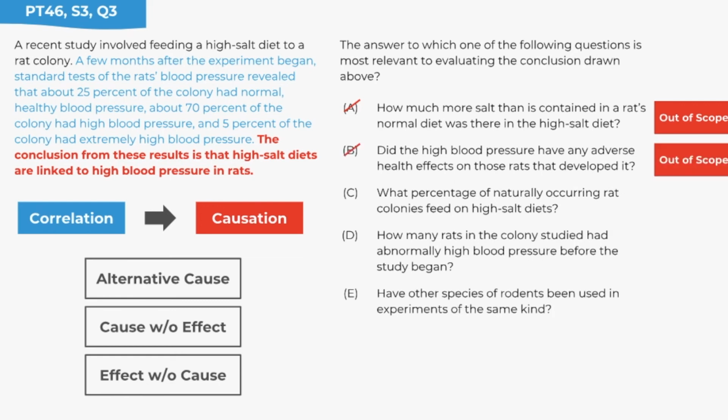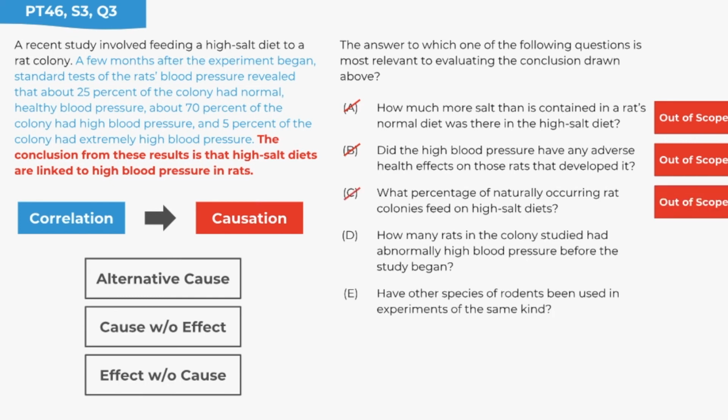Answer choice C says, what percentage of naturally occurring rat colonies feed on high salt diets? Well, whether this is a naturally occurring phenomenon or not, what we care about is whether or not when they exhibit that behavior, when they eat high salt diets, it leads to a particular result. So this is again out of scope.